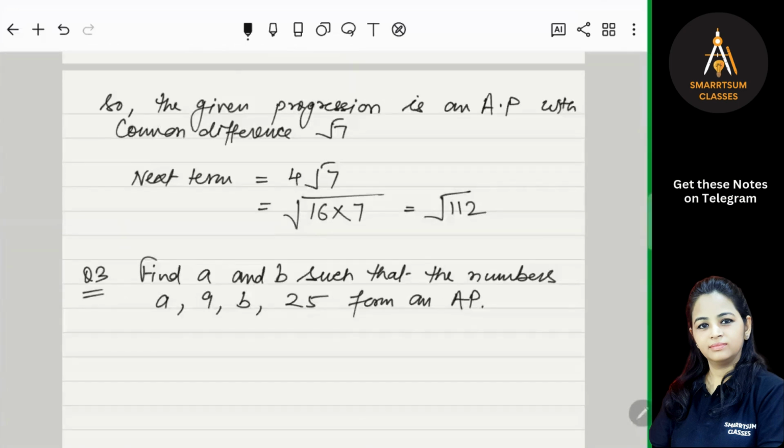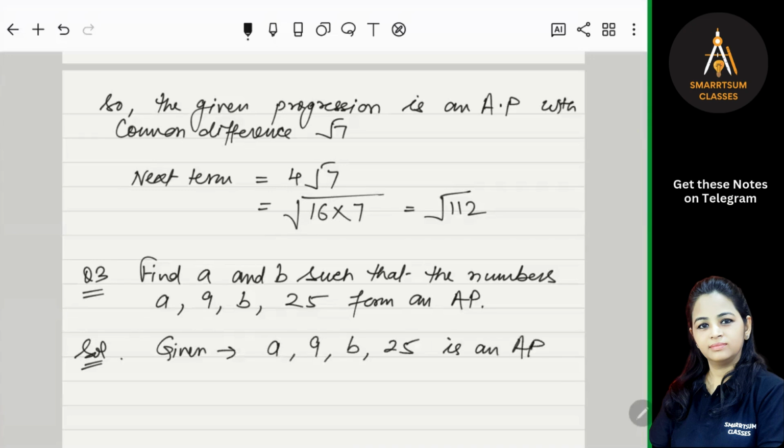Okay. So let's look at this question, question number 3. Find A and B such that the numbers A, 9, B, 25 form an AP, right? So there is a sequence given here, okay, and it is already given that this is an AP. Now you have to find the value of A and B in this sequence. Okay, so how to do that? It is already given that they are forming an AP. Okay, so it is given that A, 9, B, and 25 is an AP.